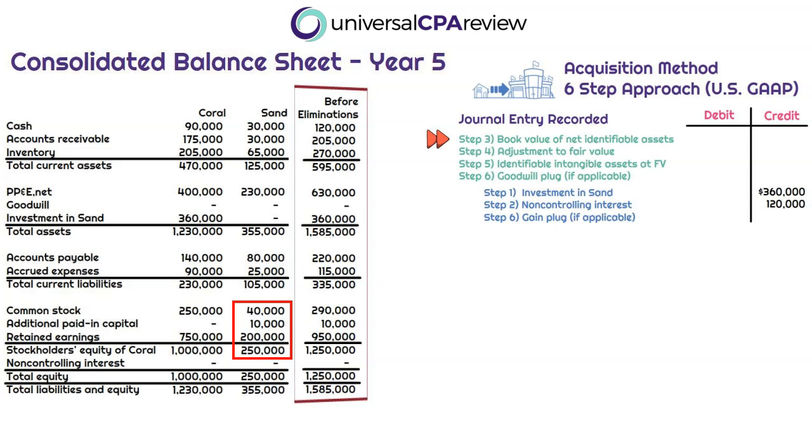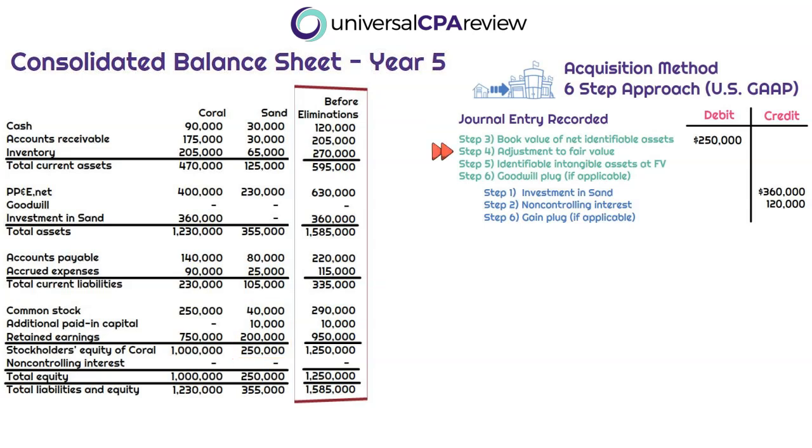And in our eliminations, that will all be reversed out so that all we're left with is the Coral stockholders' equity, which becomes the stockholders' equity for the consolidated balance sheet, right? So we'll get to that, but that is how we get the $250,000 for step 3.